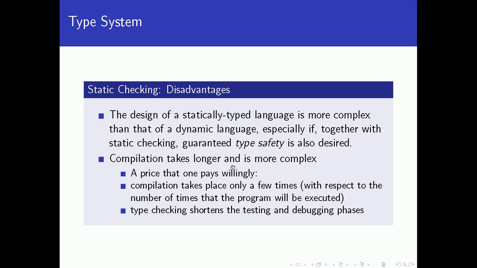But actually, this is a price that one pays willingly, because compilation, of course, takes place only a few times if we compare that to the number of times that you actually run the program. So even though the compilation takes longer, this type checking at compile time is an advantage, because it guarantees that we do not run into type errors at runtime instead. And that should, in some cases, shorten the testing and debugging phase, because we are not testing or debugging type errors if we have static type checking. We are more testing and debugging logical errors.